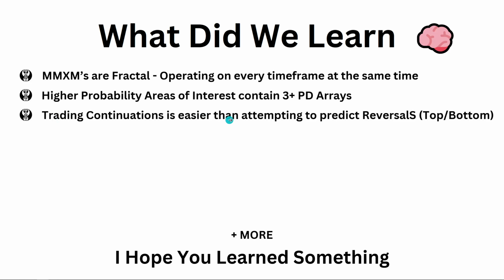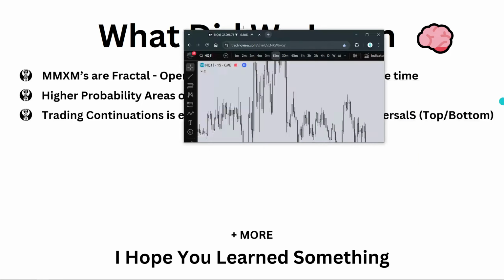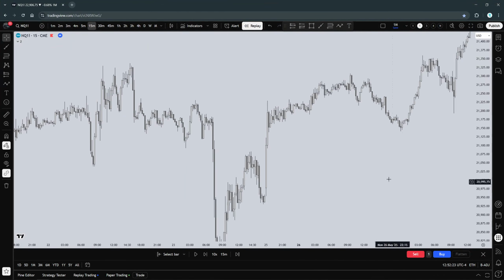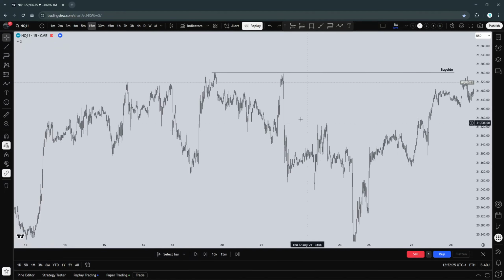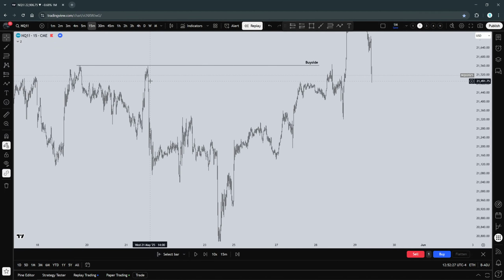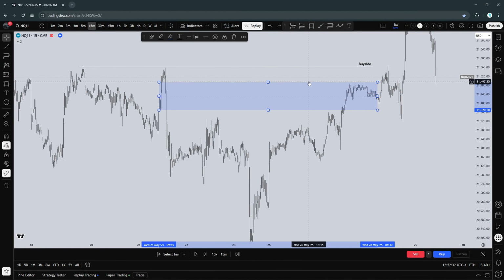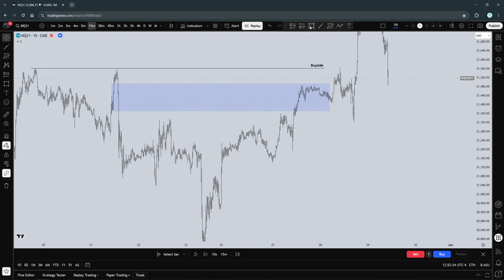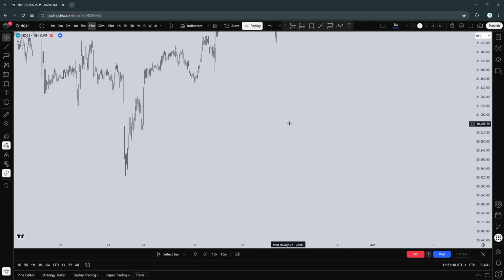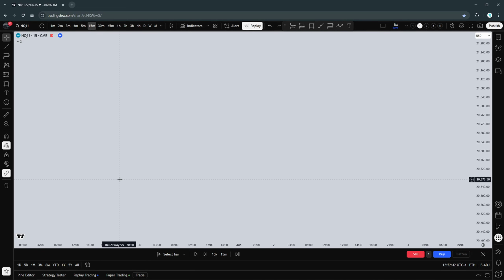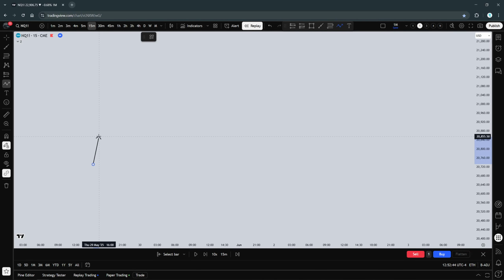Trading continuations is easier than attempting to predict reversals, tops and bottoms. Bro, don't try and catch this fair value gap in here for the sell. You want to be the guy that says, okay, look, we're going up, I think we're going to come back down into this and buy. You don't want to be the guy to catch the reversal, but you can. Reversals do happen. In this scenario, I'll explain how you can do it.